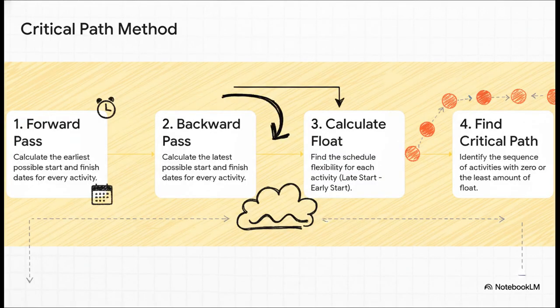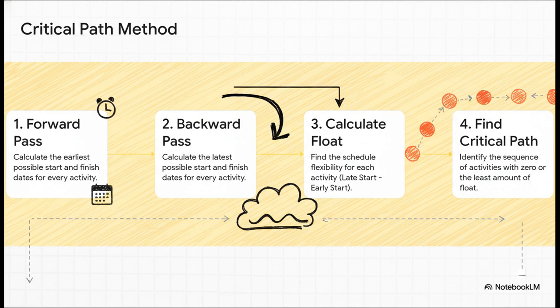The real power of CPM comes from its simple four-step logic. First, the forward pass figures out the absolute earliest you can do everything. Then, the backward pass works from your deadline to find the absolute latest you can do everything. And the difference between those two? That's your float, your scheduling wiggle room. And that fourth step? That's everything. The chain of activities with zero float is your critical path. Any delay, even one single hour, on any task on this path will delay your entire project.